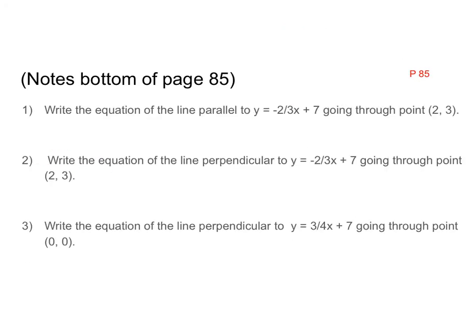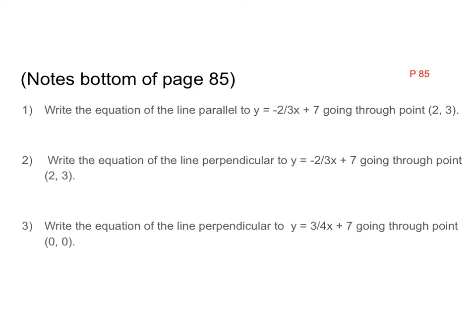So now flip to page 85. Please write down these 3 problems on page 85 of your book. The first problem says, write the equation of a line parallel to y equals -2/3 x plus 7 going through the point (2, 3).